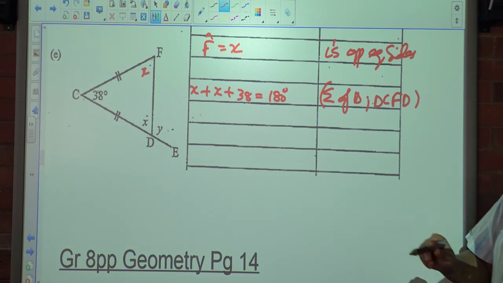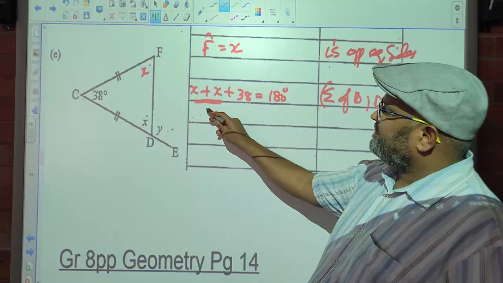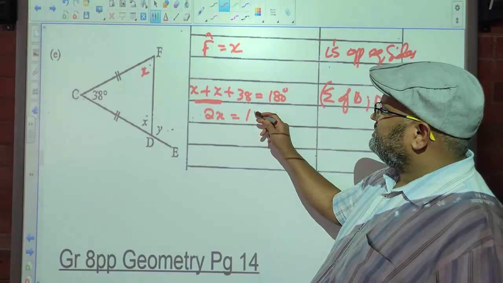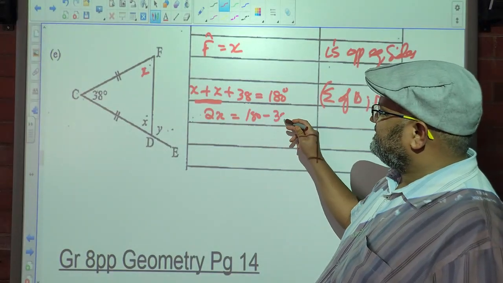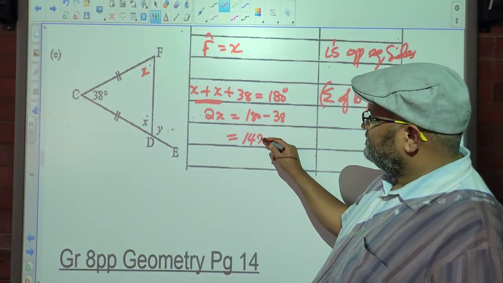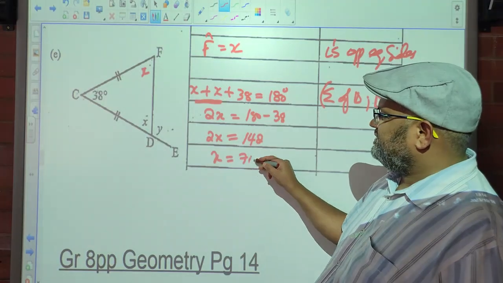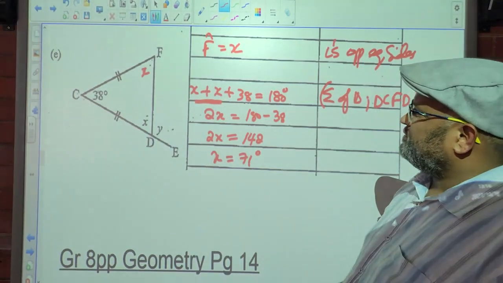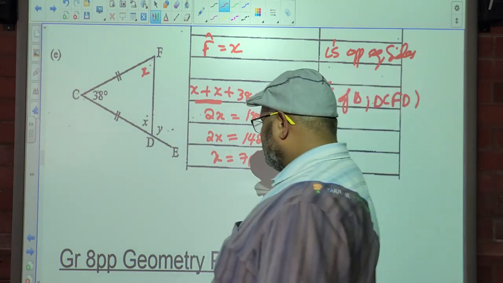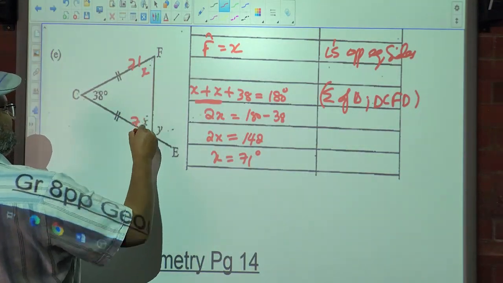Now what? What's X plus X? It is equal to 180 minus 38, which is 142. Divided by 2, X is going to be 71. Do I stop here? No. Remember, this is now 71 degrees and that is 71 degrees.